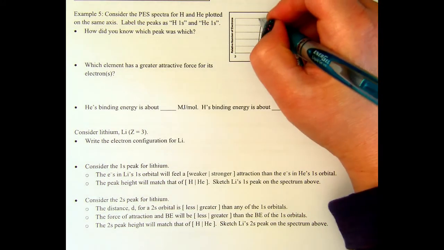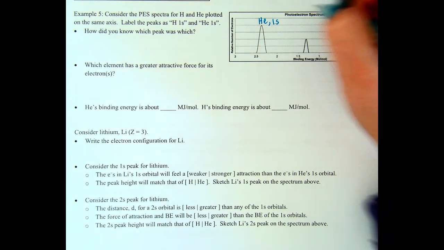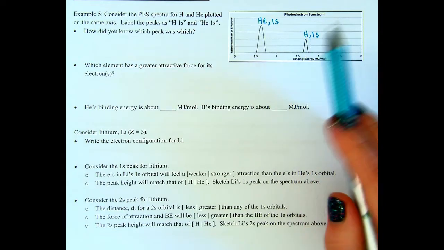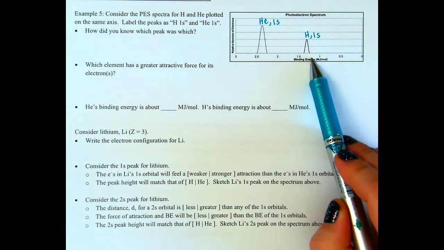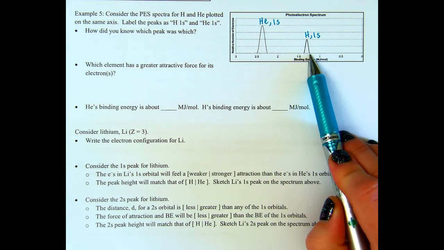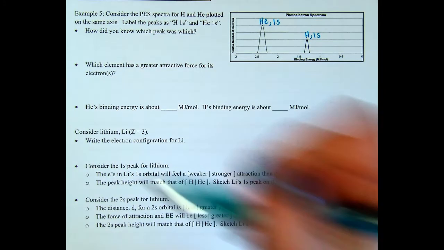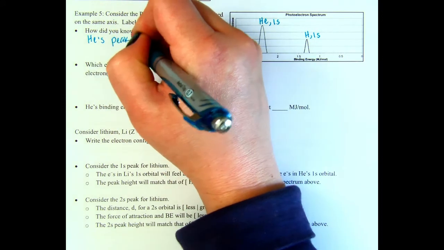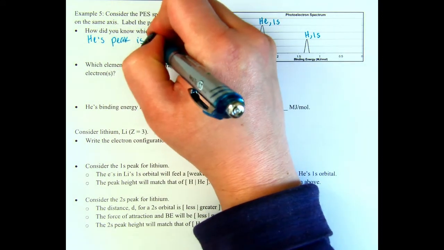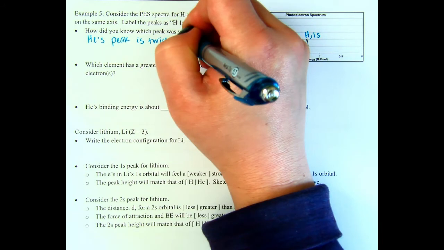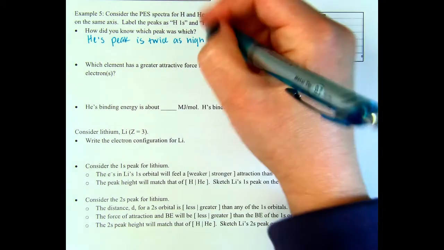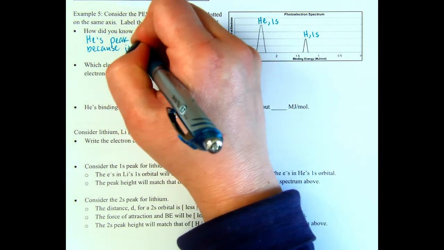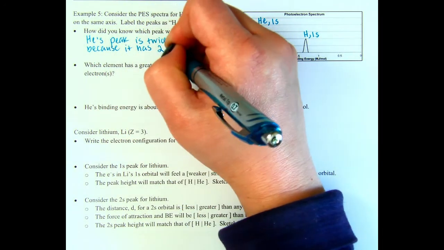Okay, so this is our helium 1s, and this is our hydrogen 1s. The reason we know that is because helium's peak is going to be twice as high, because it has 2 electrons and hydrogen only has 1 electron. So it's twice the height. Helium's peak is twice as high because it has 2 electrons.